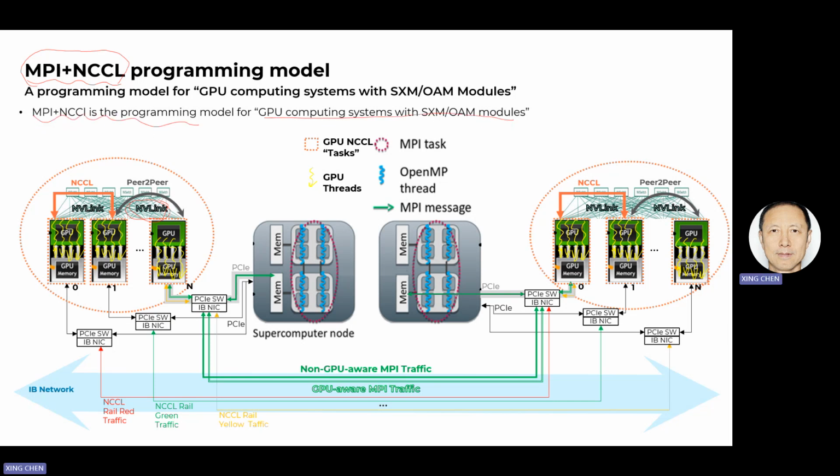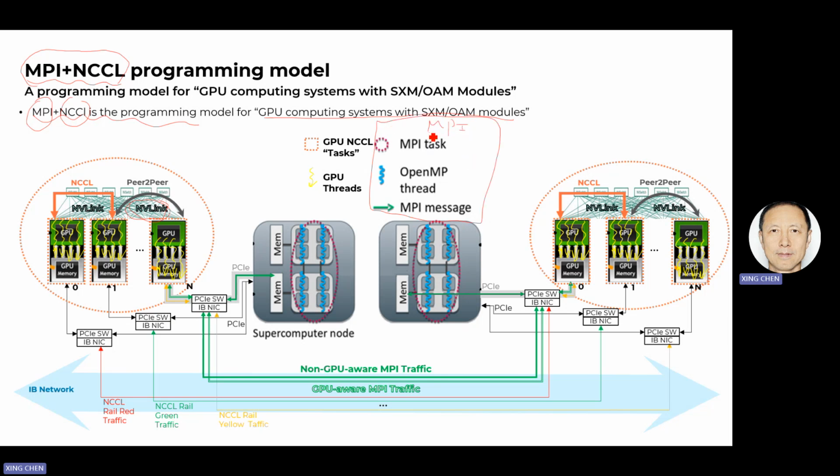Okay, now let's have a look at this programming model. This programming model has two paths. The first one is MPI, the second one is NCCL. So let's have a look at the first. I have redrawn this scheme to make things more clear. So this is the MPI part.